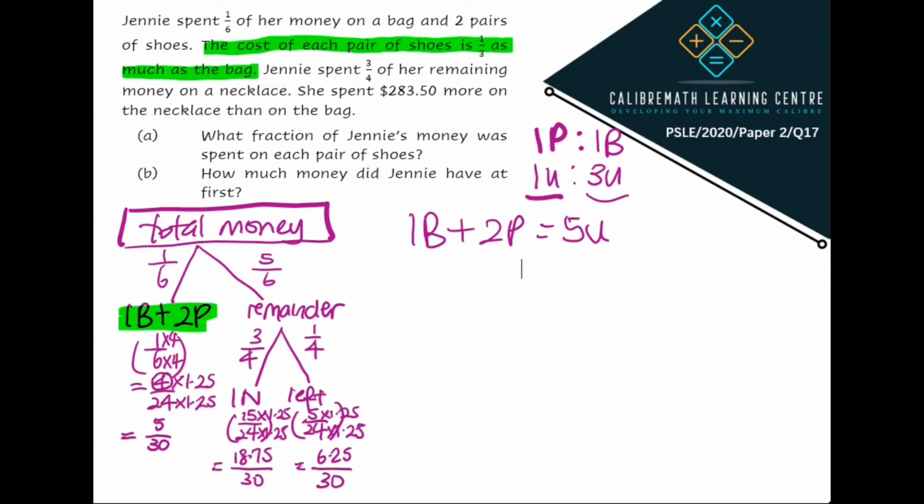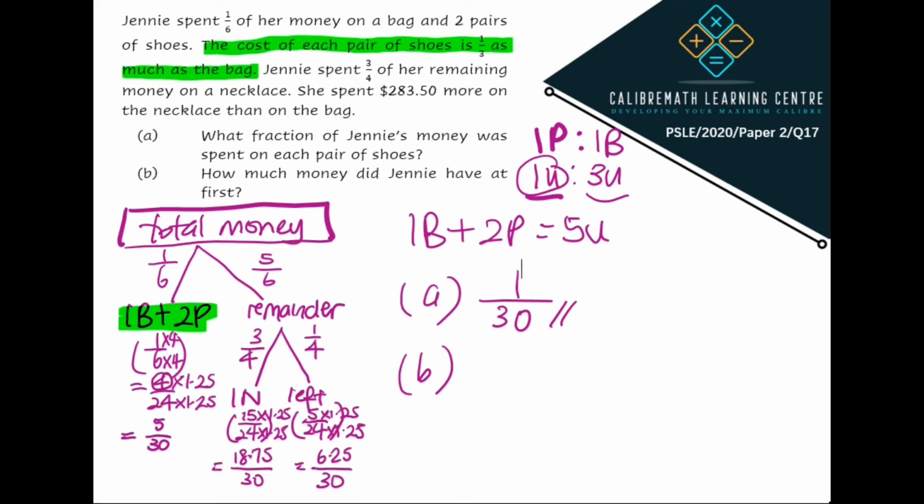Now in part A, the question asks, what fraction of Jenny's money was spent on each pair of shoes? So we know that there are a total of 30 units altogether. And each pair of shoes is 1 unit, so the answer will be 1 out of 30. And then for part B, how much money did Jenny have at first?